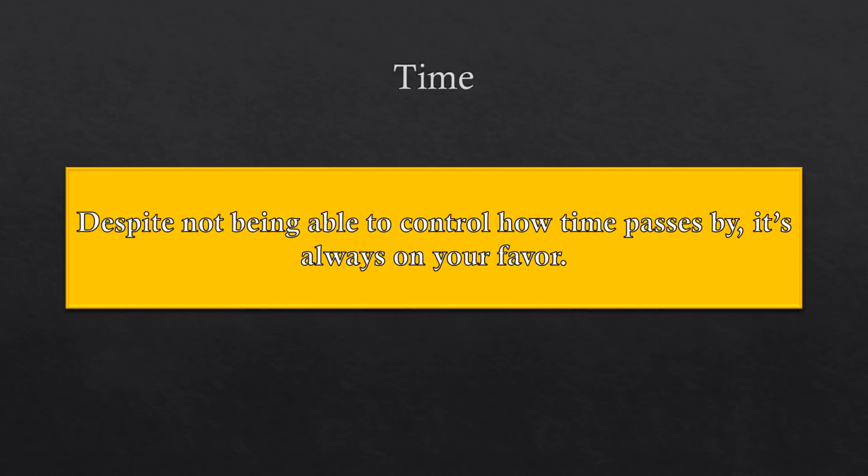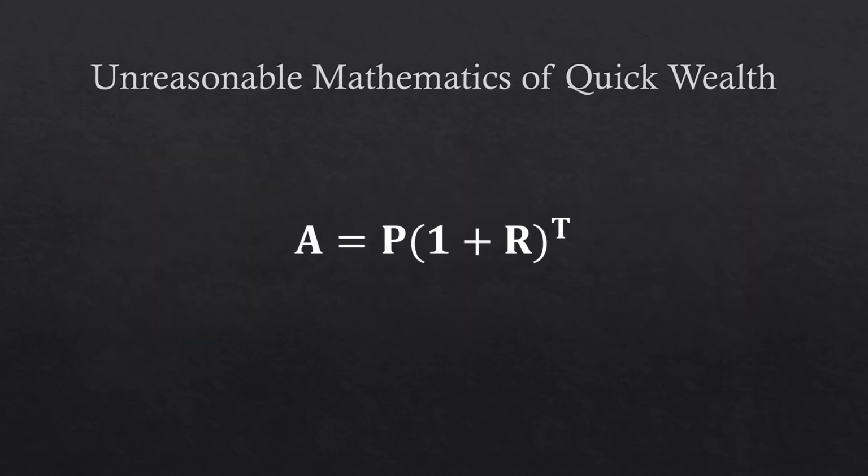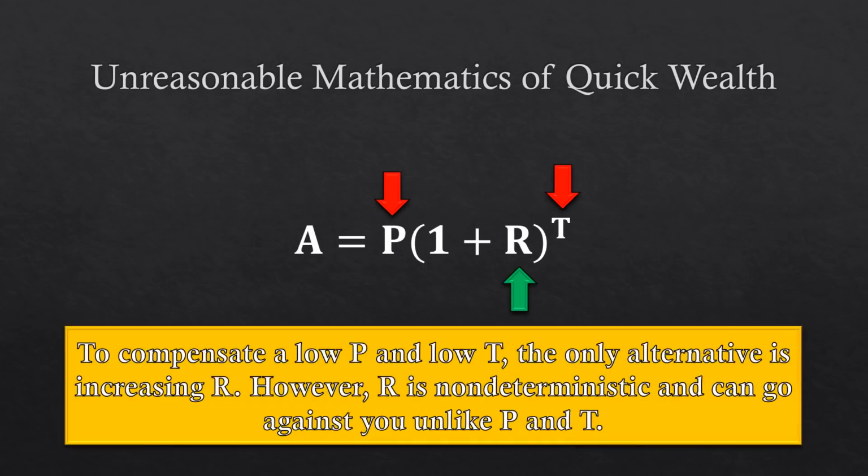Notice that out of the three variables, the return is the tricky one. Principal you can control by enhancing your earned income outside of trading, and time only moves in your favor. The return is the variable that is difficult to control and the one that can go against you. If you try to get rich quickly while starting with almost nothing, you are reducing P and T to a minimum and trying to compensate that with R. The problem here is that R is too difficult to control because it's non-deterministic, and it can also go against you. Notice also that time is being used as an exponent in the compound return formula, so it's a powerful variable that only goes in your favor.